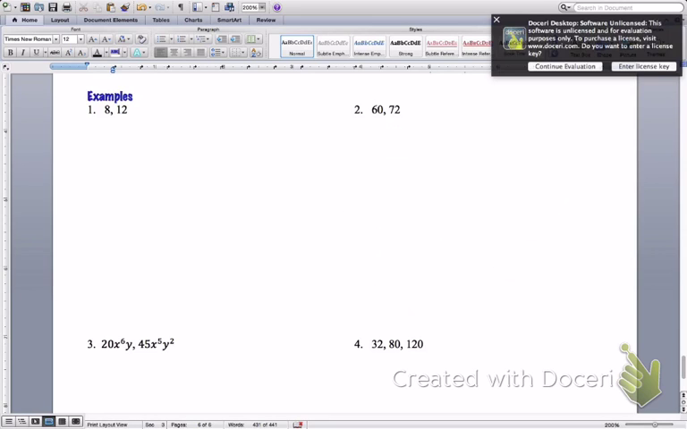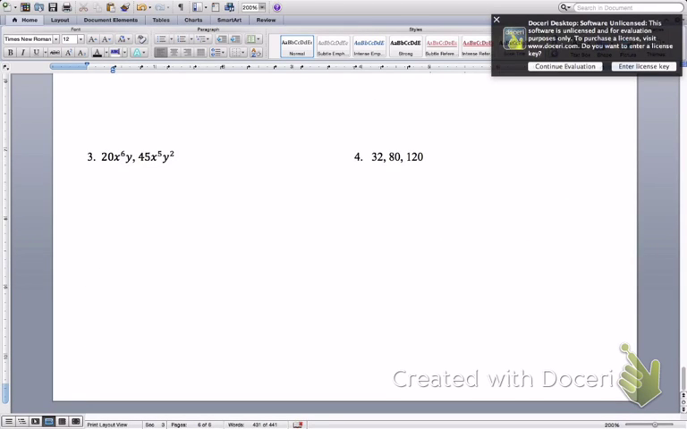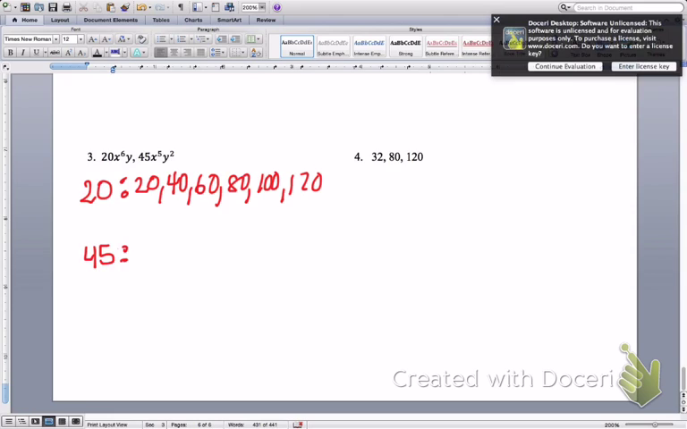So let's go ahead and do the last two. So we have the number 20 and 45. We have some variables. Again, let's not worry too much about those. So let's go ahead and write these out. We have 20 and we have 45. I'm going to start writing out my multiples. We have 20, 40, 60, 80, 100, 120. Let's see, that's enough. We have 45, 90, 135, 180, and it looks like I'm going to stop with this one.